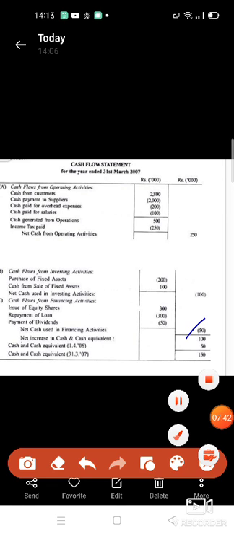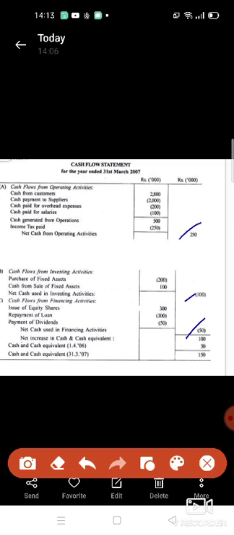In a similar way, cash from investing activity is negative 100, and cash from operating activity, 250, is positive. The sum total of all the activities, that is 250 minus 100 minus 50, is 100, in a positive situation.